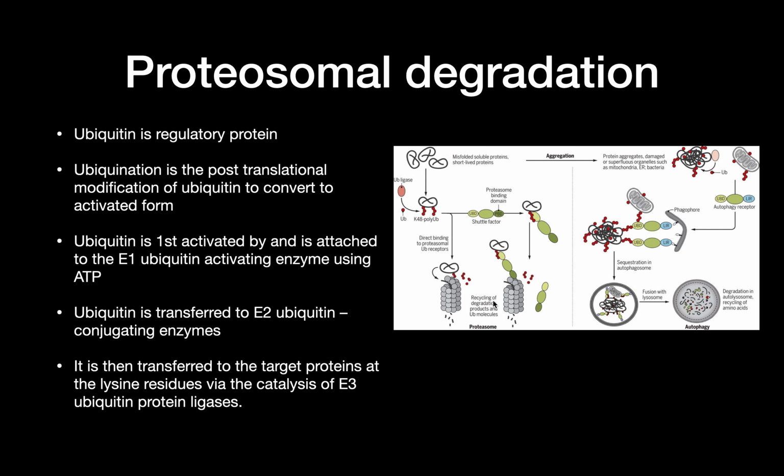First, it is activated by the E1 ubiquitin activating enzyme using a little bit of ATP, so it binds. And then from there, it is transferred to E2 using the conjugating enzymes, and then it's transferred to the target proteins at the lysine residues with the catalysis of the E3 ubiquitin protein ligases. So once those all attach to the protein target, degradation can start.